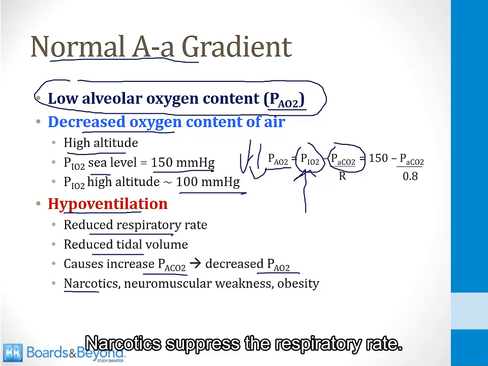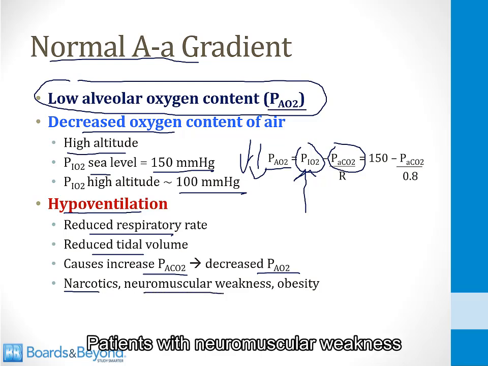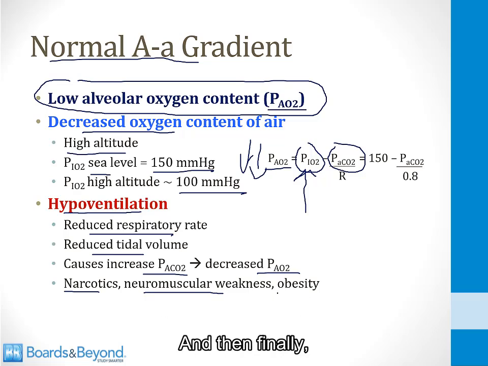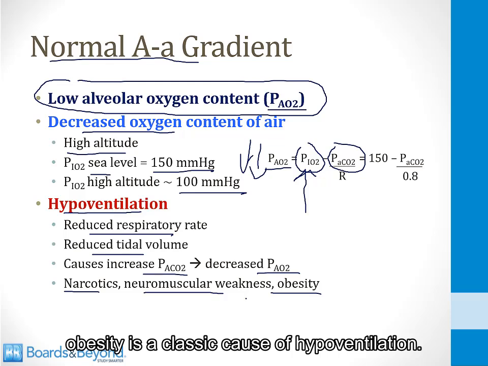Narcotics suppress the respiratory rate. Patients with neuromuscular weakness cannot have enough muscular strength to draw in breath. And then finally, obesity is a classic cause of hypoventilation.